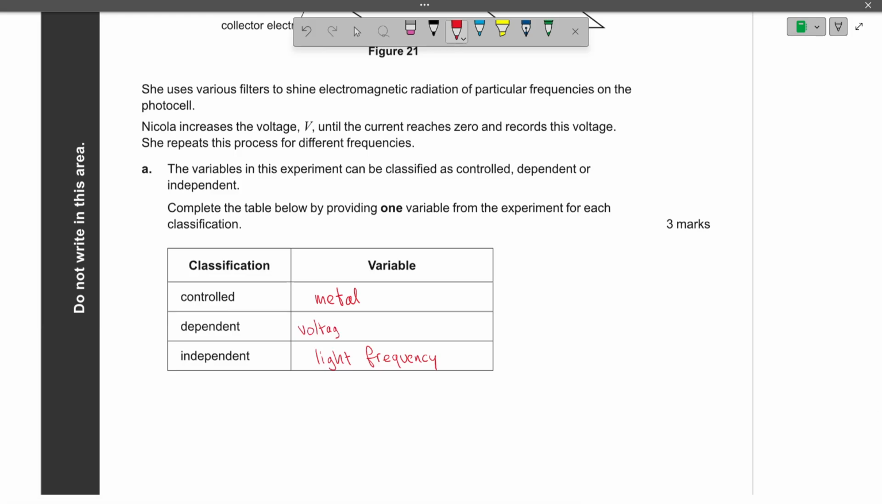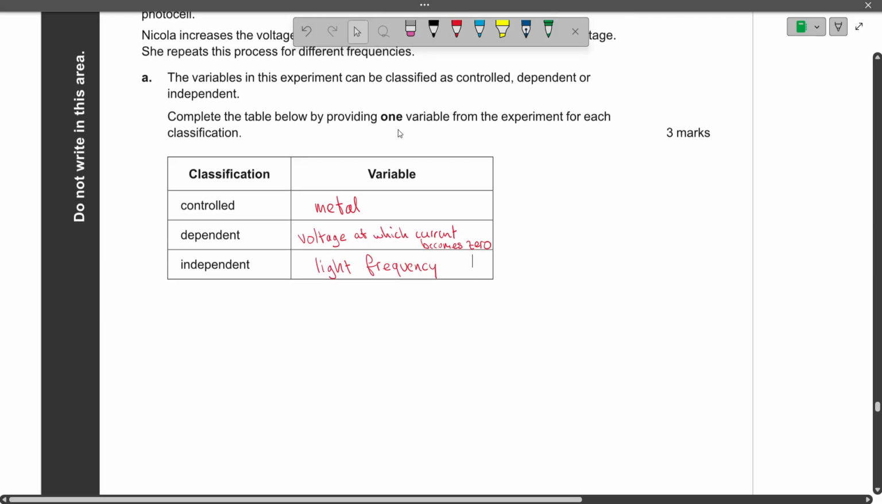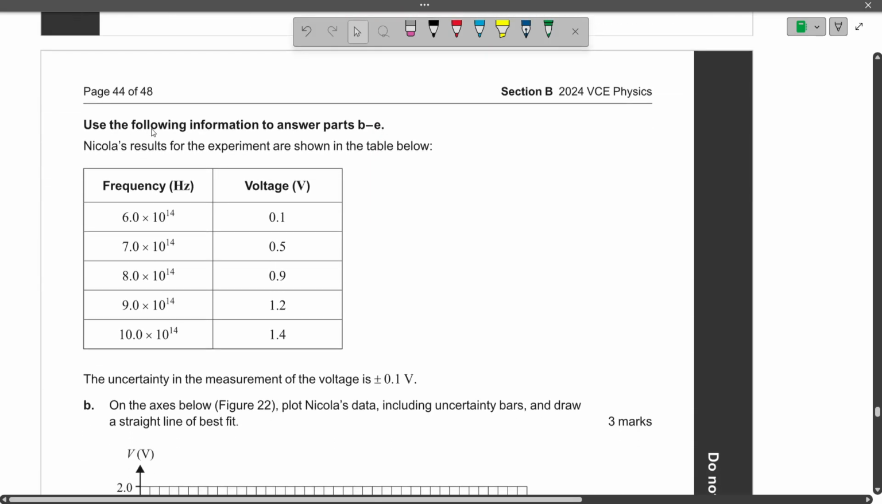Voltage at which current becomes zero, because that's the thing that she's recording. All right, good. I'm glad I cleared that up for myself. Hope that makes sense. All right, use the following information to answer parts B to E.